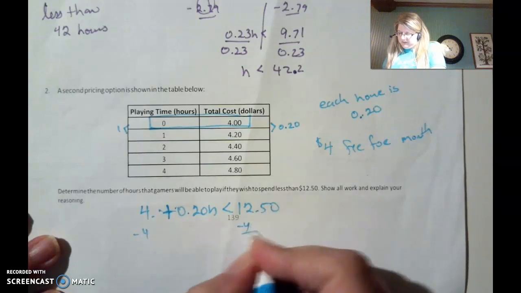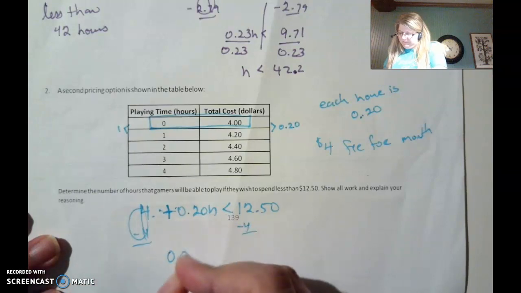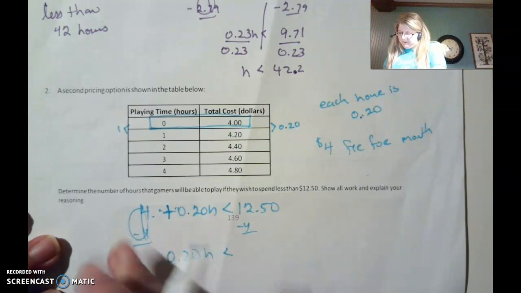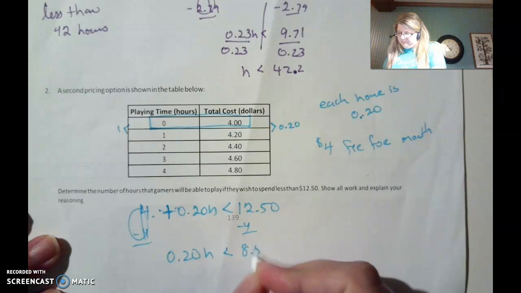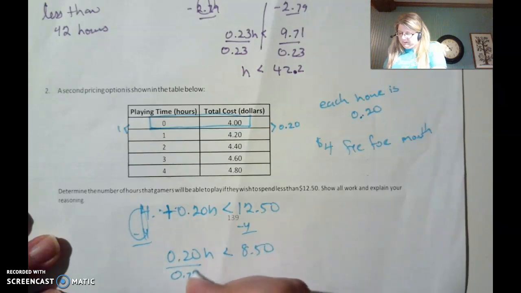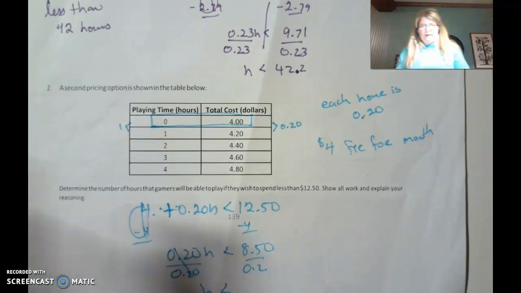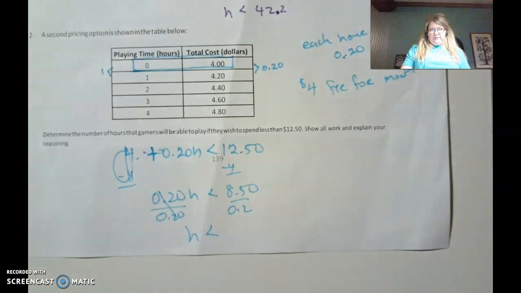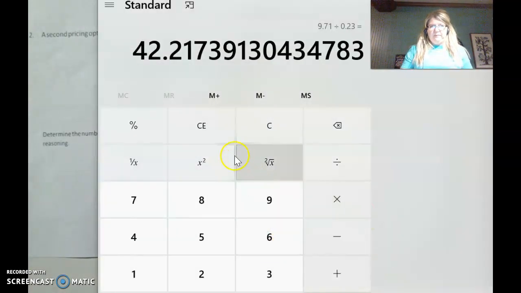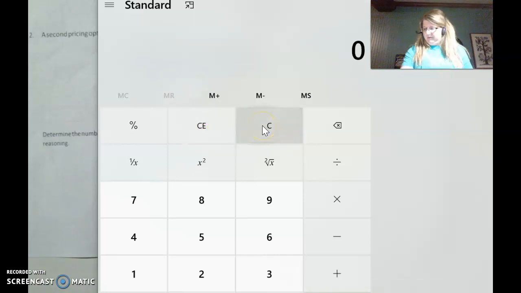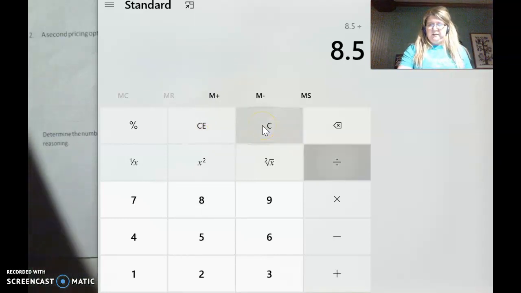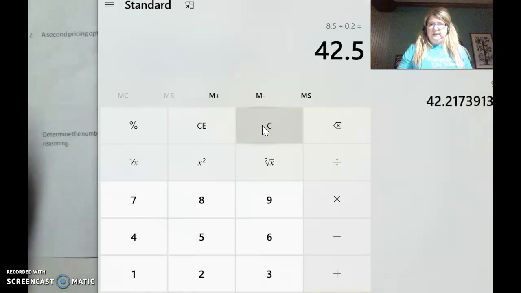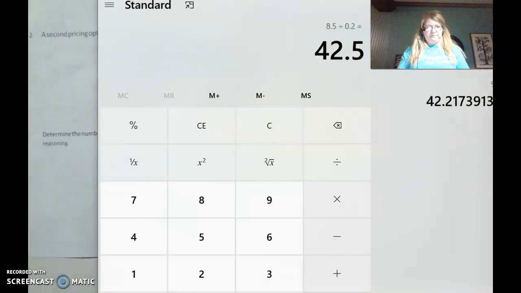So we would subtract the monthly fee, and then we would divide that by the hourly fee. So the hours that we would play to stay within budget for the second plan. Pull our calculator up. Start off $8.50 divided by 20 cents, 42.5.